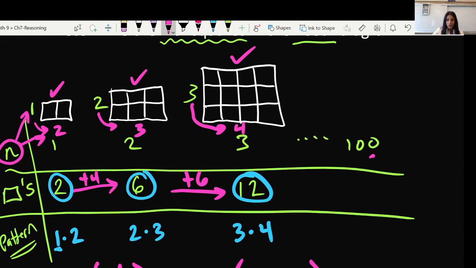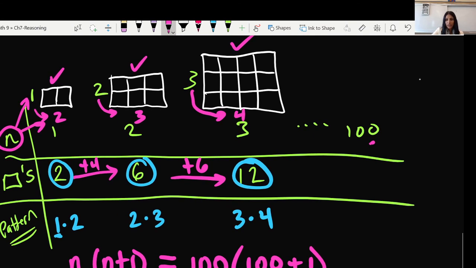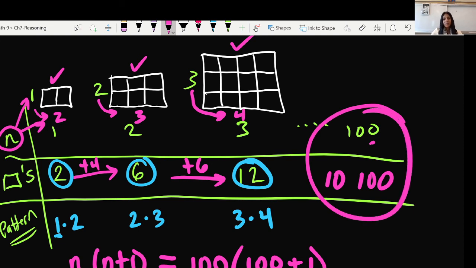And so when I multiply that out, I end up getting 10,100 for our answer. So we can fill that in here, 10,100 in our 100th figure would be the answer.